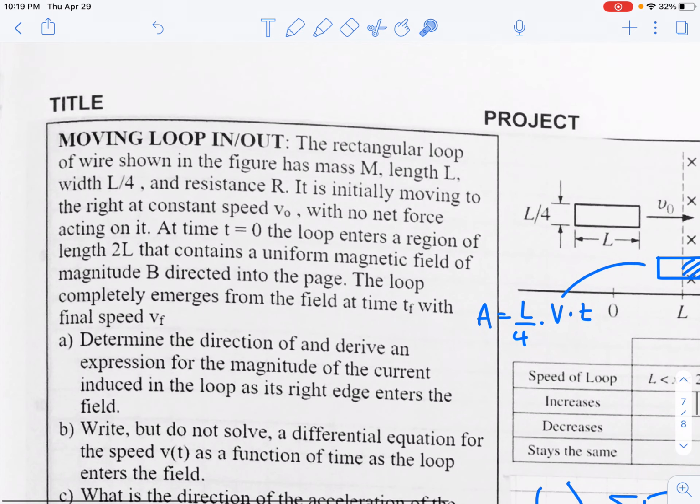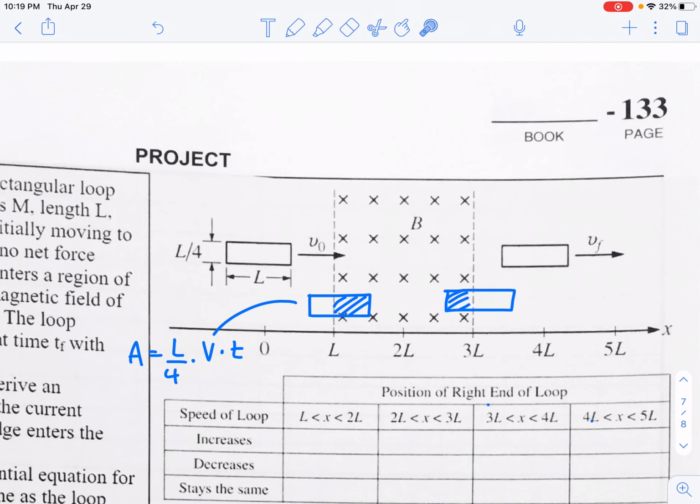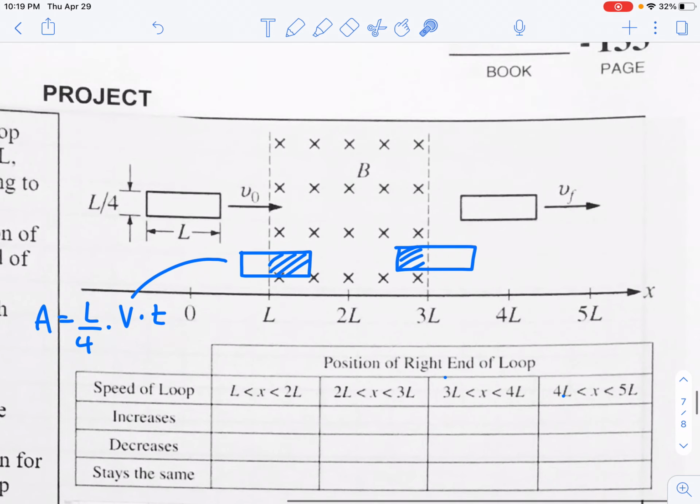And let's look at this chart and fill that out too. Okay, and I drew another picture there of the loop leaving. This chart is asking about what happens to the speed of the loop in these regions of space. Now, speed of the loop only changes when there's a net force on it.